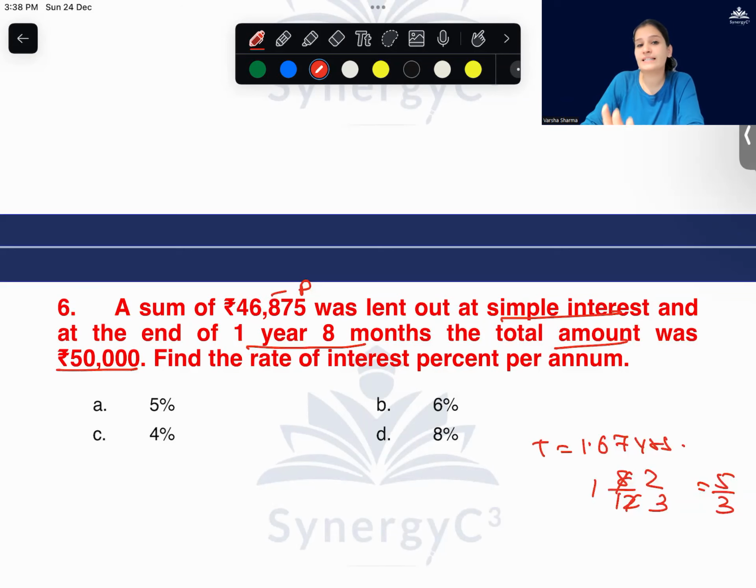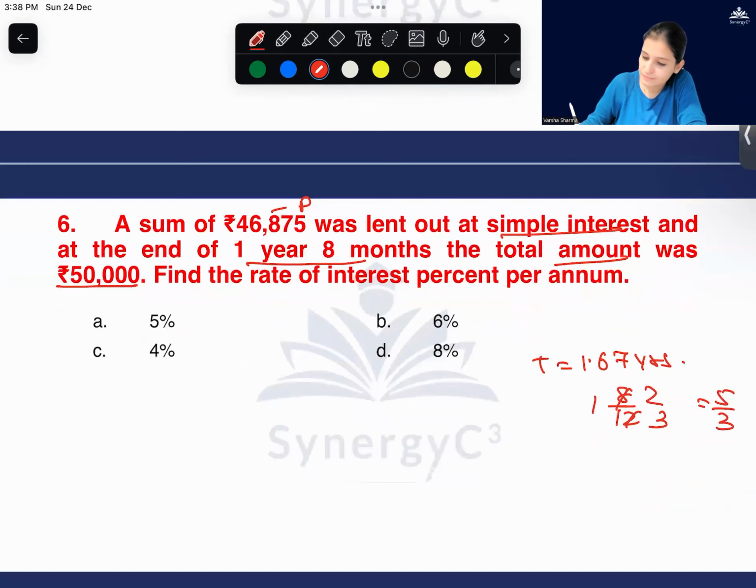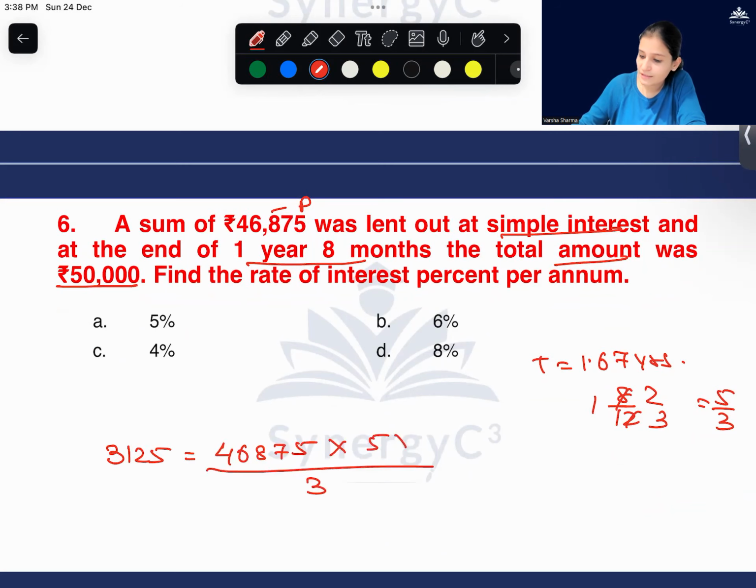If principal is 46,875, my amount is 50,000. What will be my simple interest? 50,000 minus 46,875. That is, my simple interest is 3125. When the principal is 46,875, time 5 by 3 years, rate R upon 100. Calculate R. If you Google 1.67, you get, I guess, 3.9 something. So the nearest one is 4% anyway.